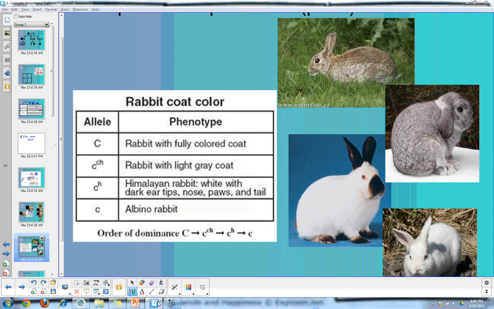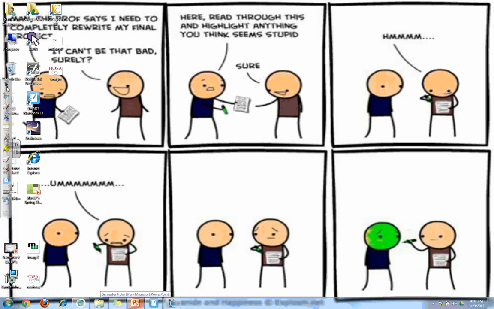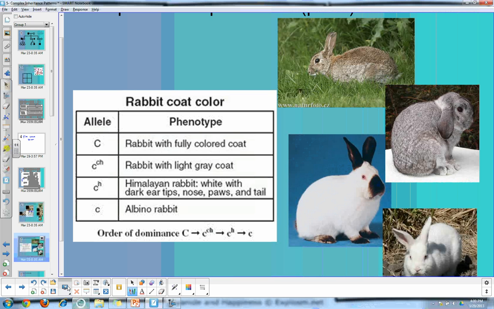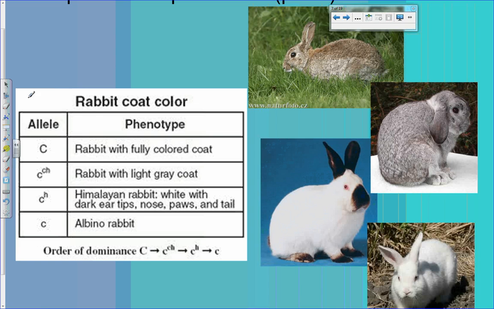So in rabbits, fully colored coat, that's what we normally see here in Nebraska, kind of this boring brownish grayish rabbit. That is represented by the allele big C. A rabbit with a gray coat or chinchilla is C with a superscript CH. Now keep in mind, this is only one allele right here. I know you're thinking, Mr. Seggerman, there's 3 letters there, but that C, CH is only one allele.